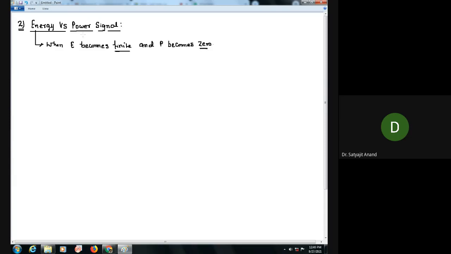And what about a power signal? For a power signal, when is it called a power signal? When energy becomes infinite and power becomes infinite. So we call that signal a power signal.